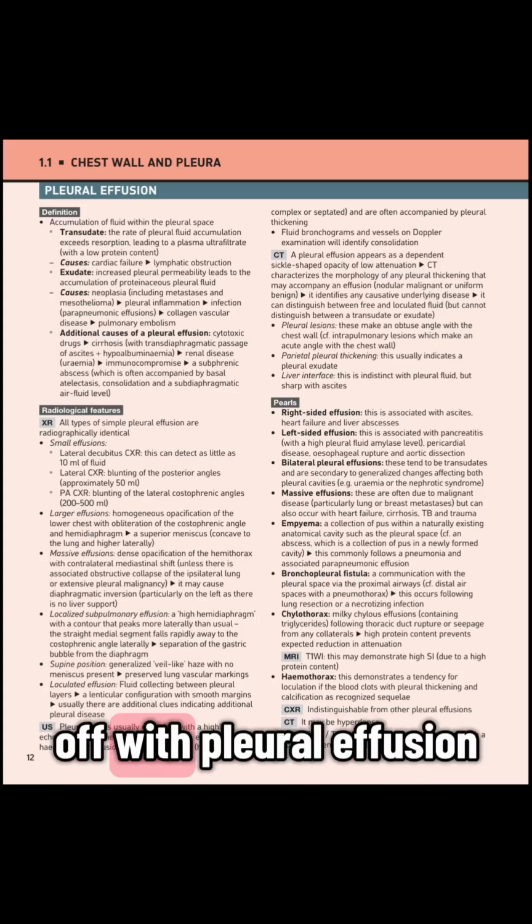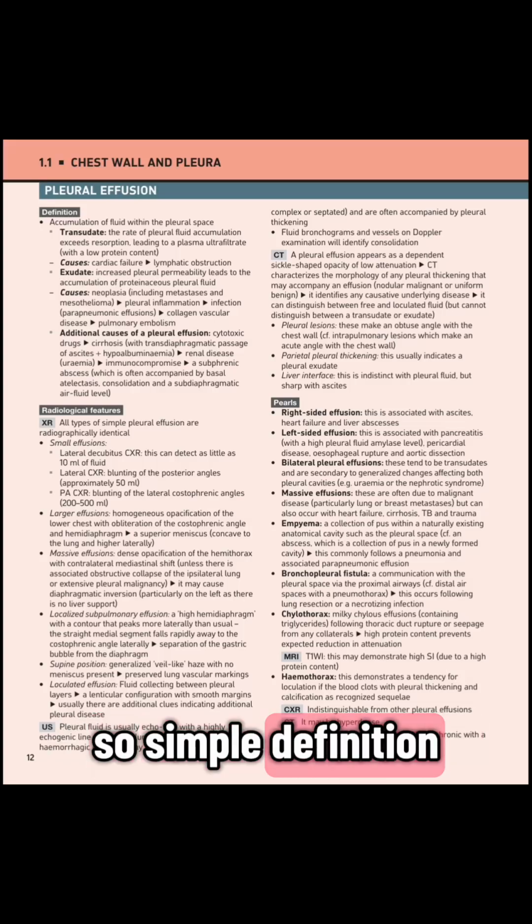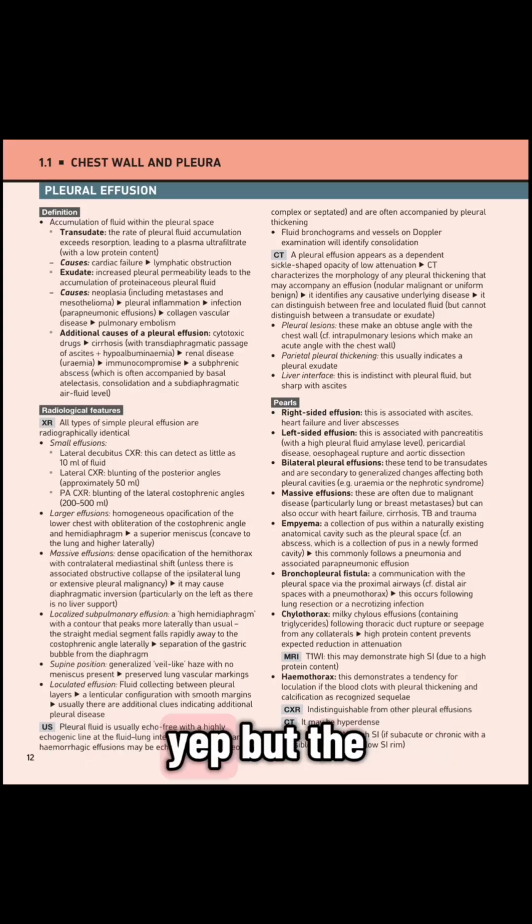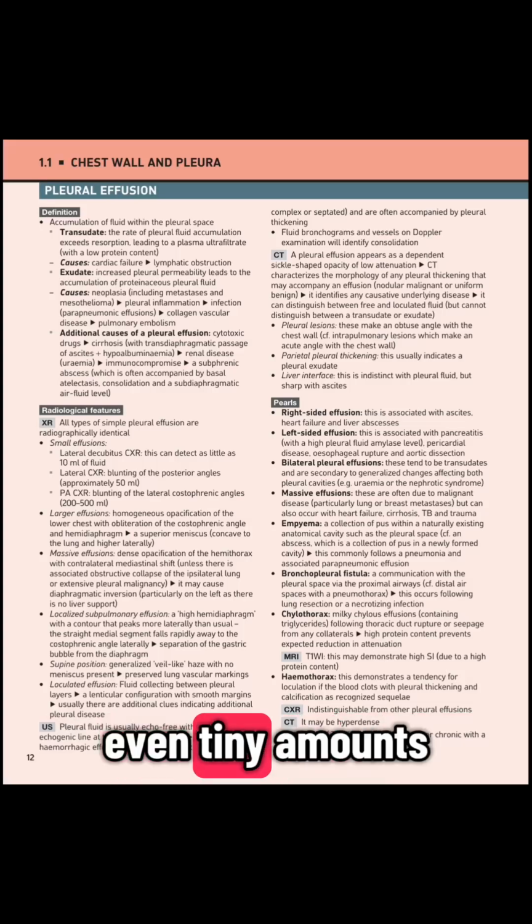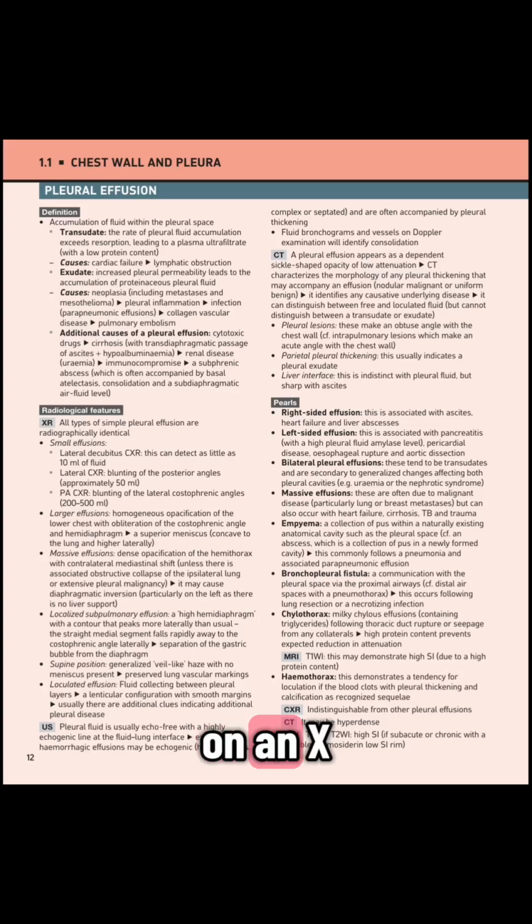Okay, let's kick off with pleural effusion. So simple definition. Fluid where it shouldn't be in that pleural space. Yep. But the immediate question is, how much fluid are we talking about? Mm-hmm. And can we actually see small amounts? This is where radiology gets really interesting. It really does. And yes, even tiny amounts leave clues on an X-ray, a CXR.